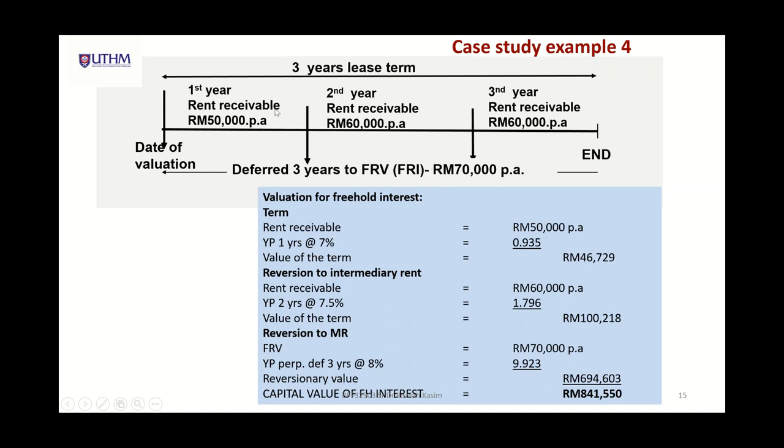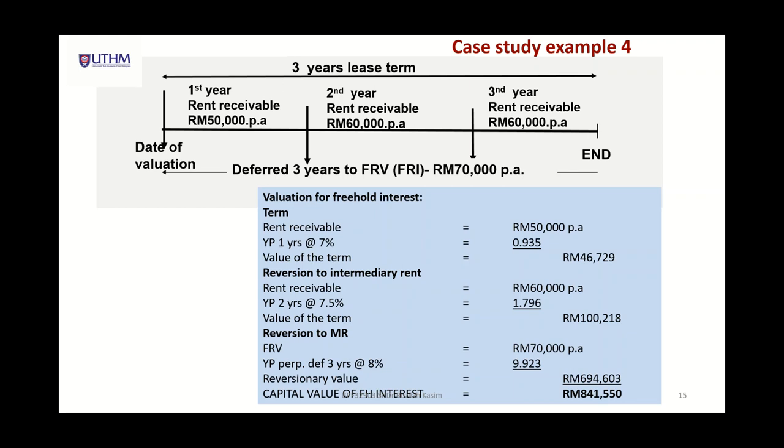Even though this agreement is for 3 years, they have a pre-arrangement that if the market rent is higher compared to the rent received, the landlord might increase the rent from 50,000 to 60,000. So this is the arrangement made between the landlord and the tenants. At this stage, we go to the valuation of the term.